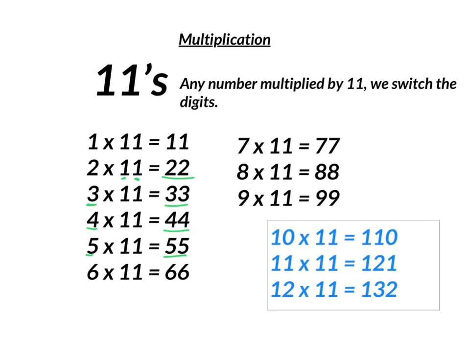So when I look at 10 times 11, I just think about my 10 strategy that I learned in another video. I say to myself, I have 11 and I add the 0. 10 times 11 is 110. 11 times 11 is 121, and 12 times 11 is 132.